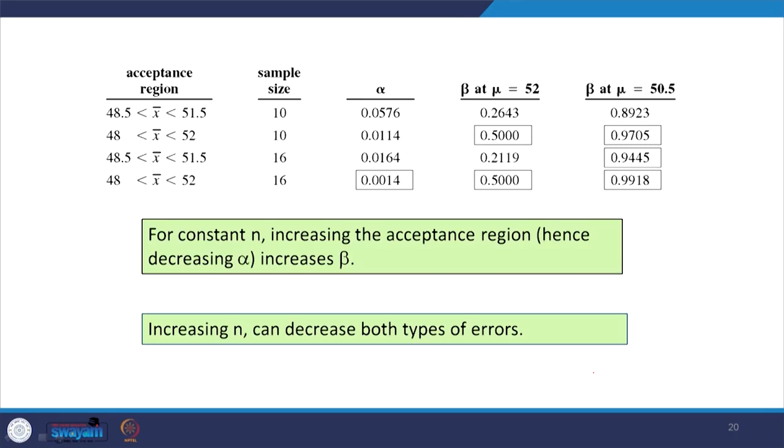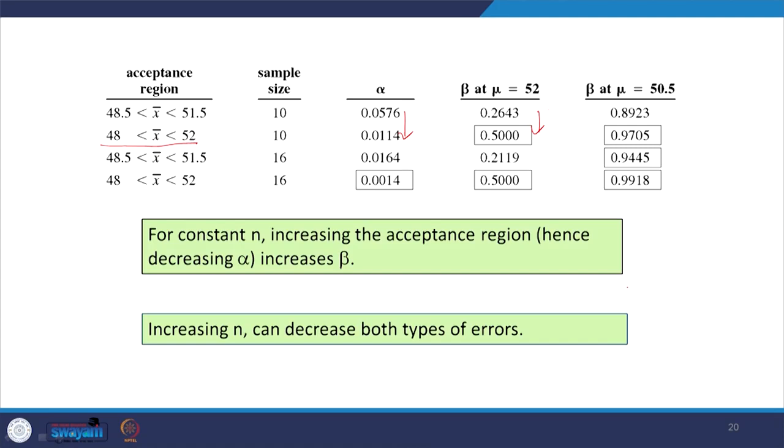Acceptance region is there, sample size is there. You see that for the same sample size, when you increase the acceptance region, what is happening? The alpha is decreasing. Sample size is the same, you are widening the acceptance region, so the alpha is decreasing. When alpha is decreasing, you see what is happening? The beta is increasing. So, the relation between alpha and beta is that when you decrease alpha, beta will increase.